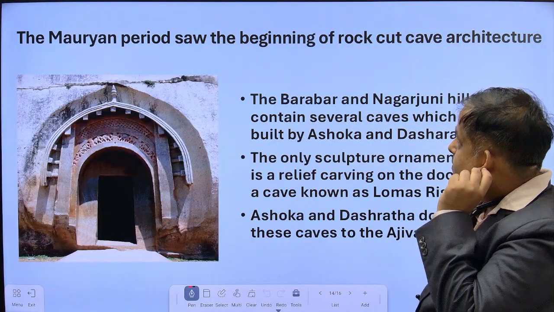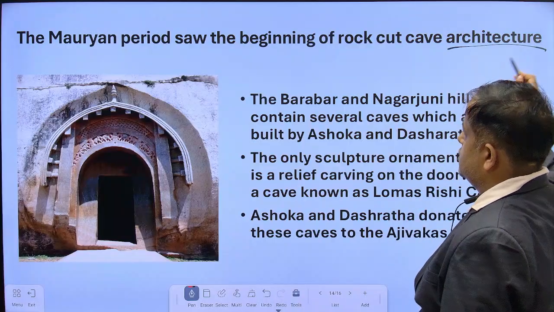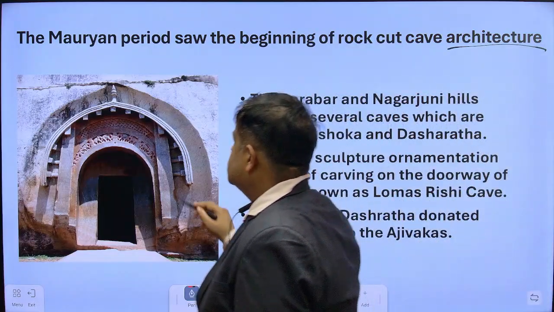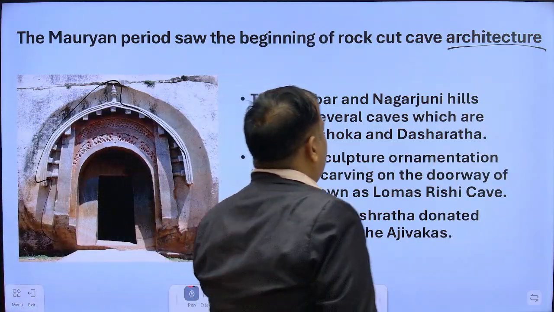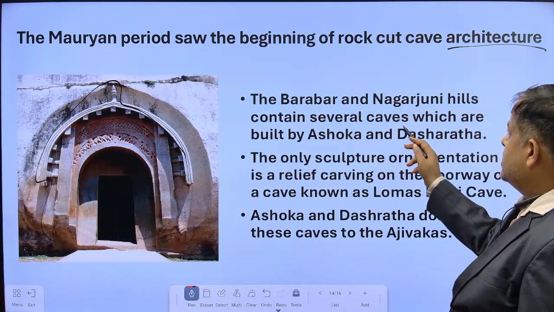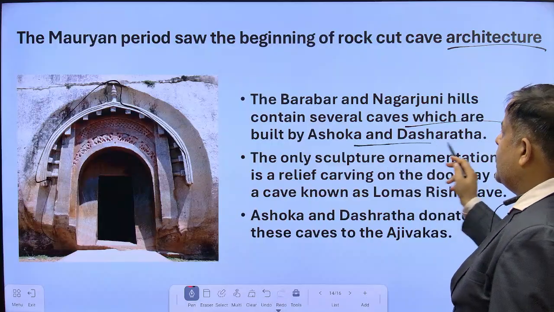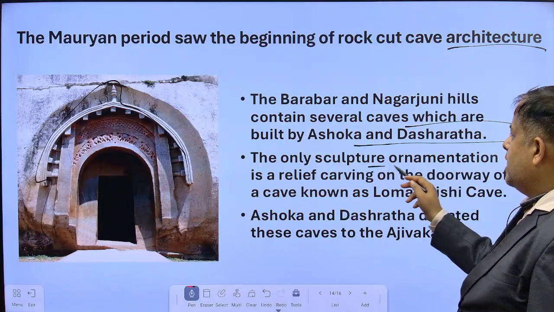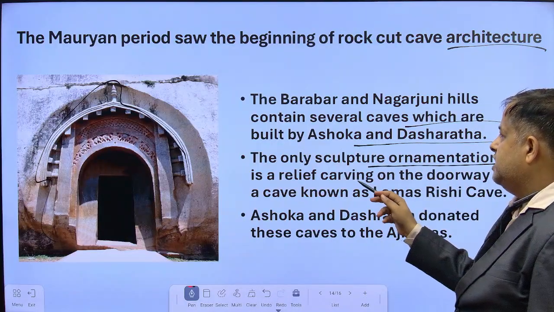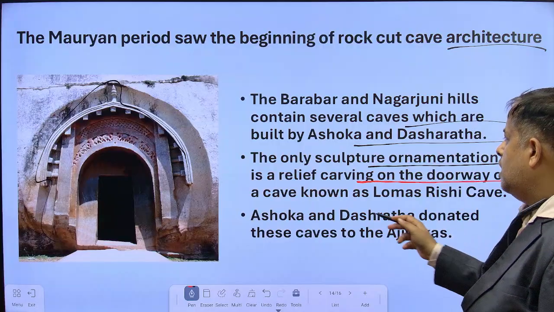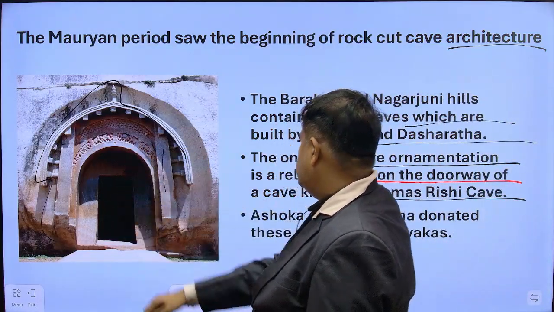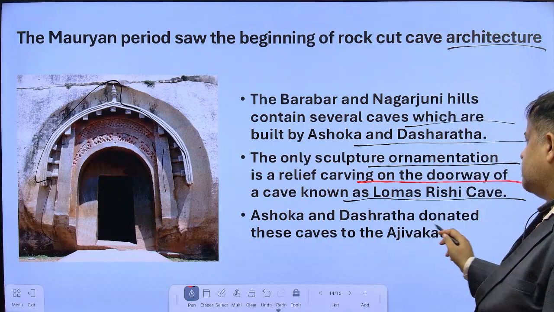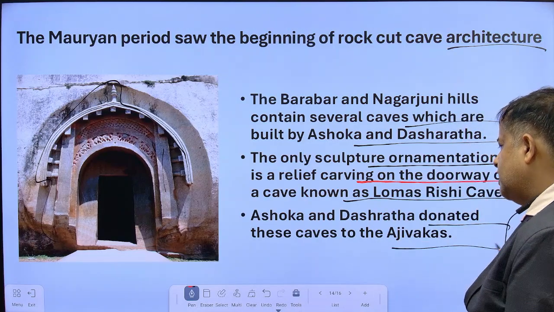The Mauryan period shows the beginning of rock-cut cave architecture. If you check, this is the Barabar caves. The Barabar and Nagarjuni hills contain several caves which were built by Ashoka and Dasharatha. The only sculptural ornamentation is a relief carving on the doorway of the cave known as Lomas Rishi cave. That is the Lomas Rishi cave. Ashoka and Dasharatha donated these caves to the Ajivikas.